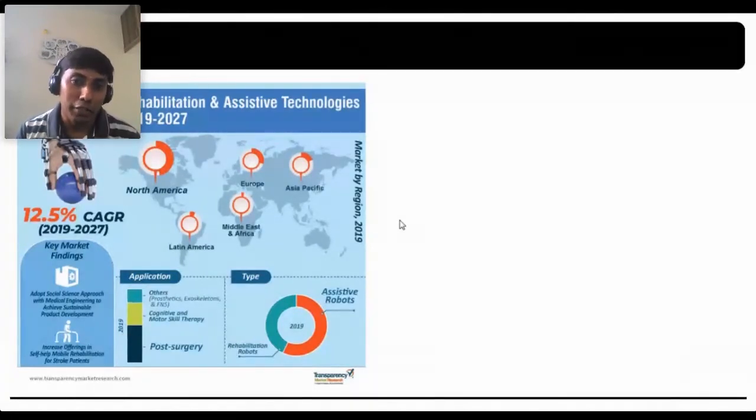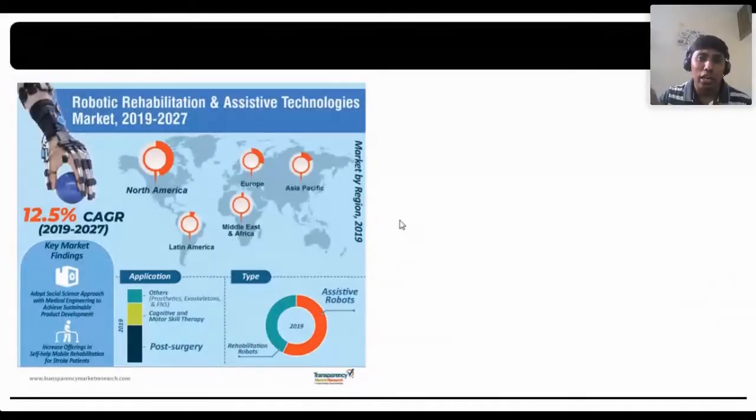Asia Pacific, where we are living, which includes Korea and Japan, is where more concentrated research and enhancement has been done. The only places with low impact are Latin America, the Middle East and Africa. But overall, rehabilitation and assistive technology is growing, and the rehabilitation robot share is almost equal to the assistive robot share.